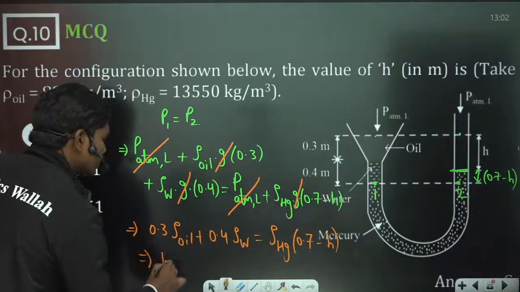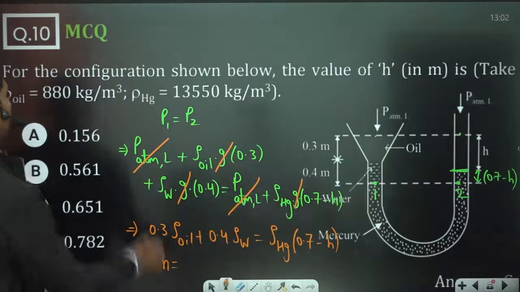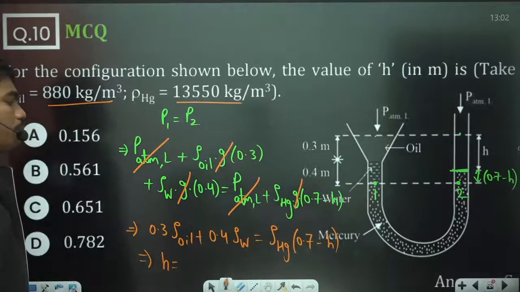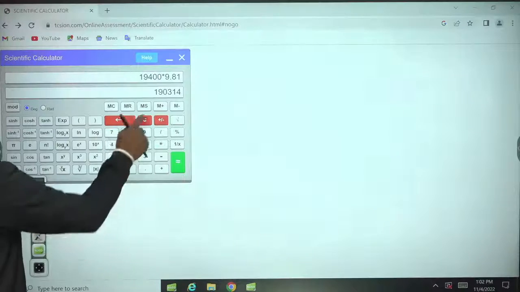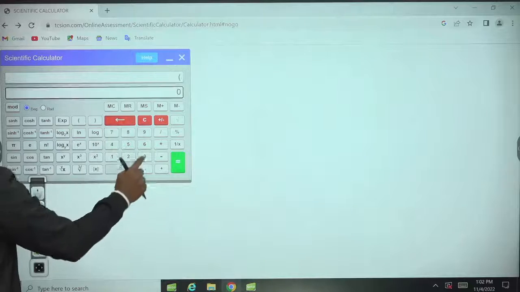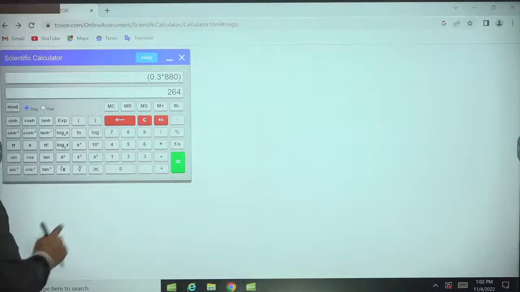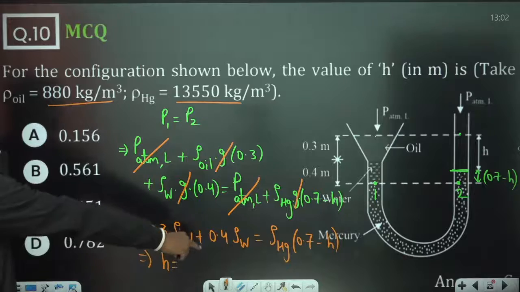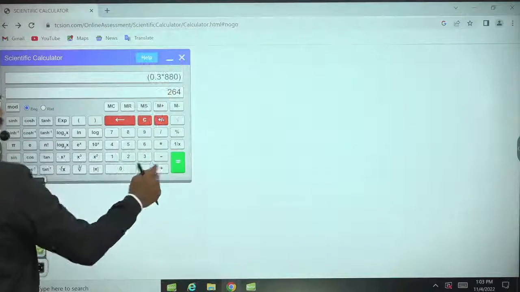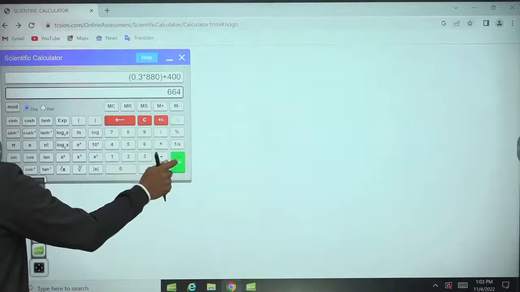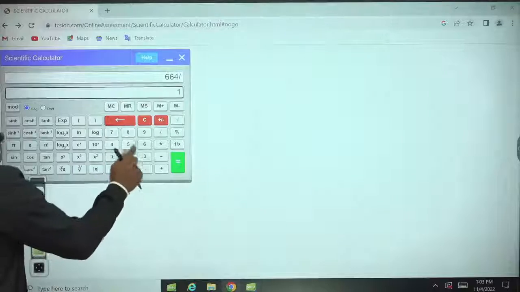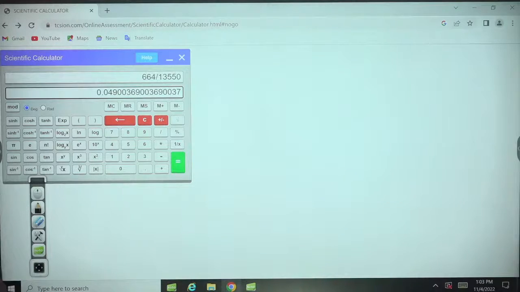So let us calculate the value of H in meters. What is density of oil? 880 kg per meter cube. Density of mercury is 13,550 kg per meter cube. So if you simplify, 0.3 times 880, plus 0.4 times the density of water, say 1000, and this value divided by the density of mercury, 13,550. So this is the value 0.49.